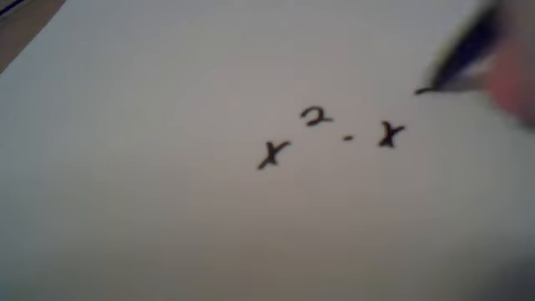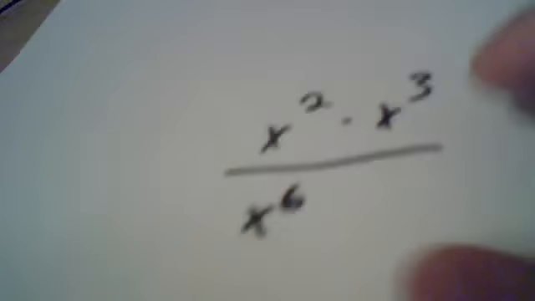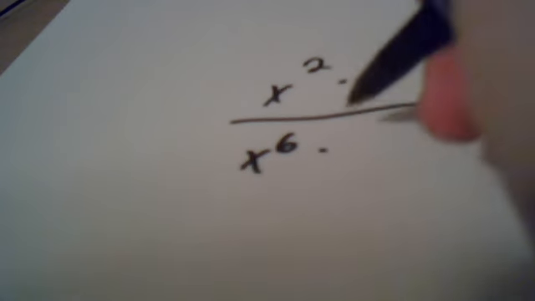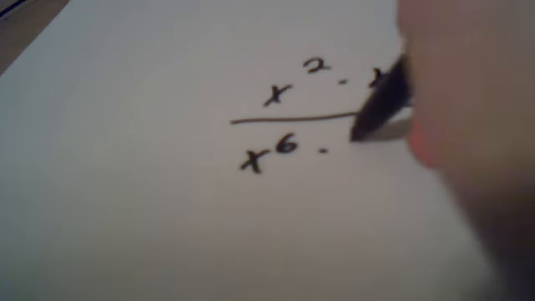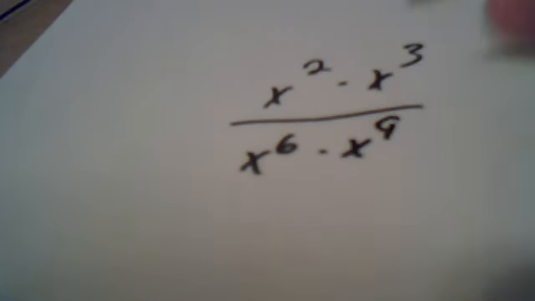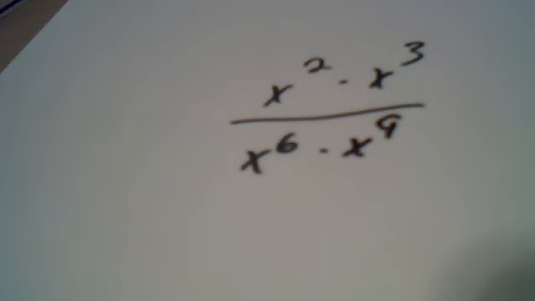We'll do one more. Let's do one a little bit more messy. Let's say we had x squared times x cubed divided by x to the 6th times x to the 9th. Alright, so we have x squared times x cubed over x to the 6th times x to the 9th.